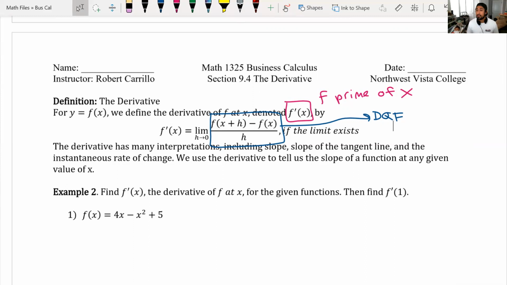So let's go through finding the derivative using the four-step process. I think that's what my math lab calls it, but I just call it four steps. Which means in order to find the derivative of a function, we must apply the difference quotient to it and then apply the limit at the very end. All right, so let's get through that.